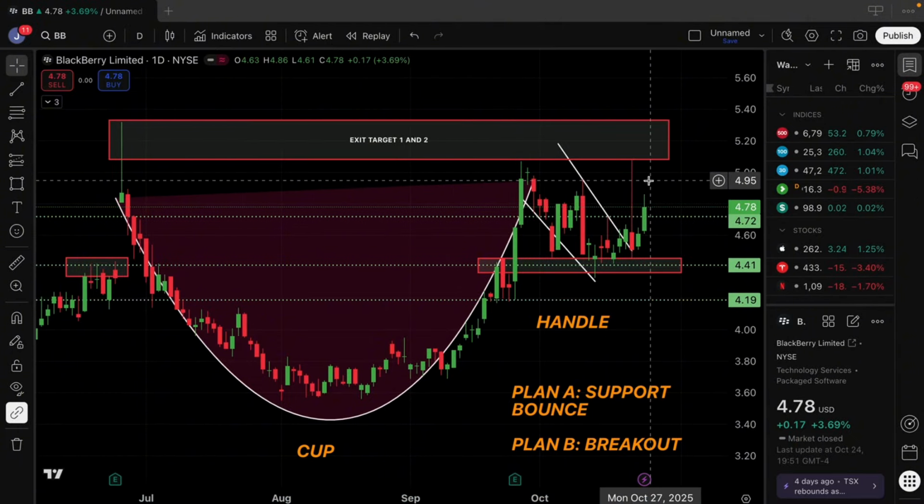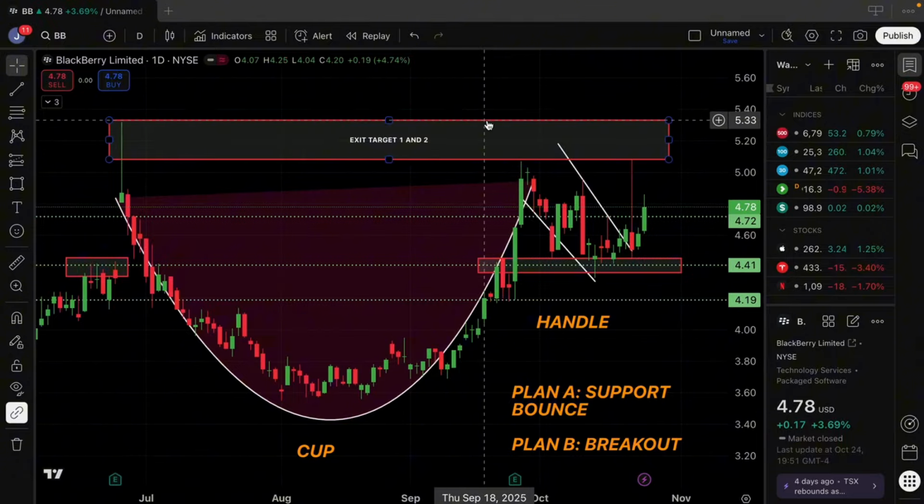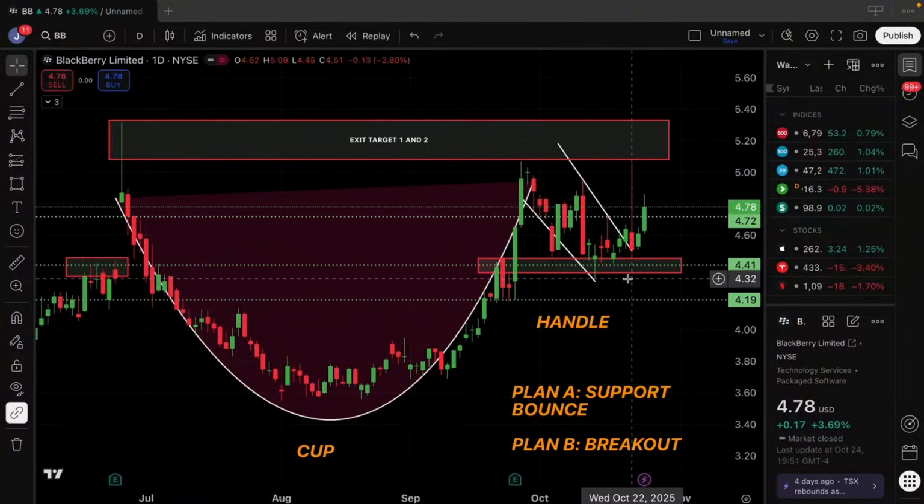So if I have multiple contracts, which I highly recommend with something like BlackBerry, it's sell some here at about 5.08 and leave the runner to about 5.32. See what happens. Either close the trade altogether or see if we get a break above that. That would be plan B, the breakout.